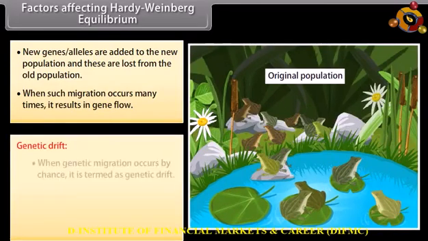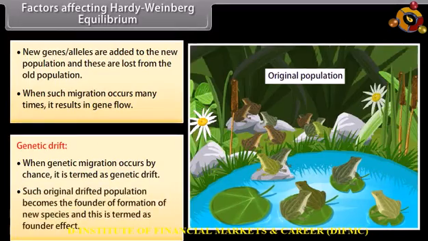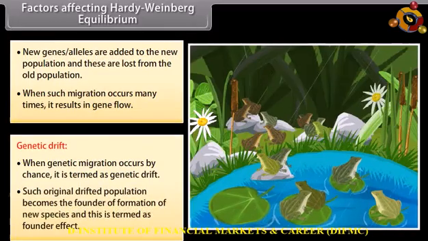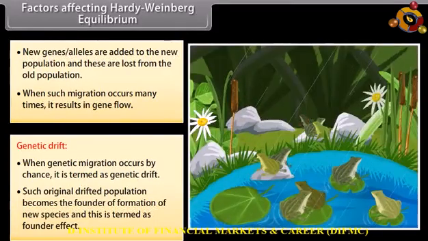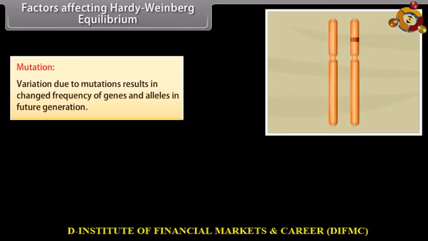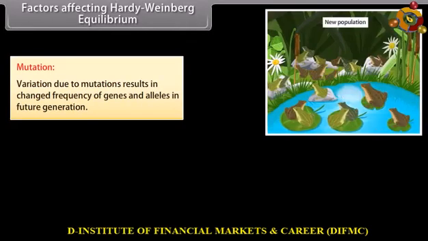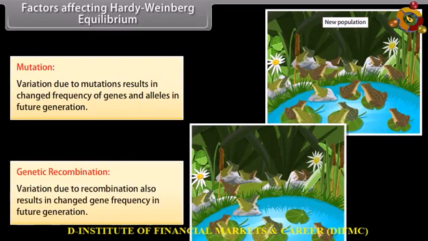Genetic drift. When genetic migration occurs by chance, it is termed as genetic drift. Such original drifted population becomes the founder of formation of new species, and this is termed as founder effect. Mutation. Variation due to mutation results in changed frequencies of genes and alleles in future generation. Genetic recombination. Variation due to recombination also results in changed gene frequency in future generation.